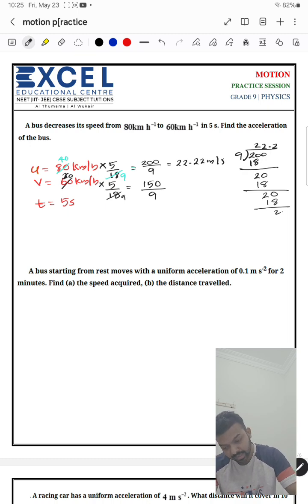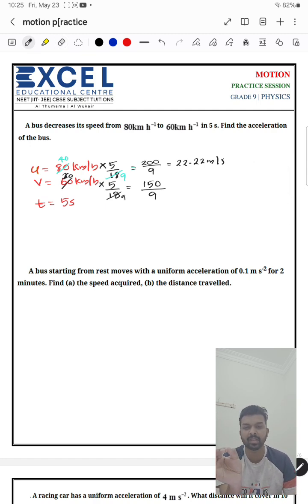Now what about 150? A similar thing we have to do. This doesn't matter, even if the decimal changes to 2, 3 or 2, 2, it doesn't matter.